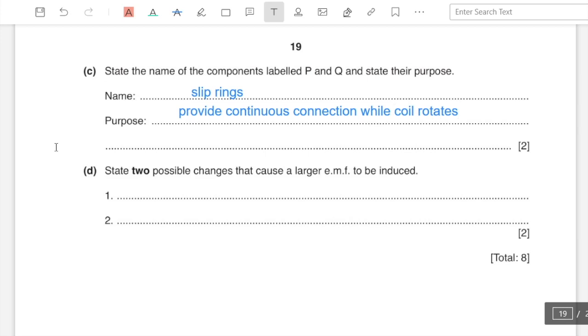D. State two possible changes that cause a larger EMF to be induced. You can increase the speed of the coil rotating, and another thing that can be done is increasing the magnetic field strength.